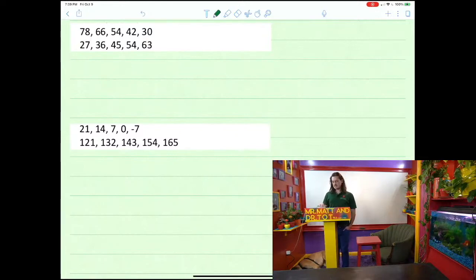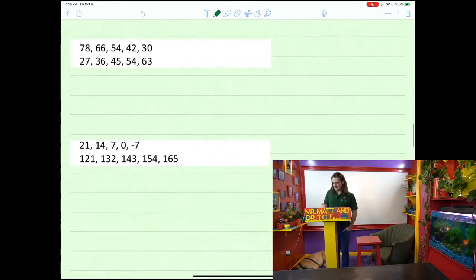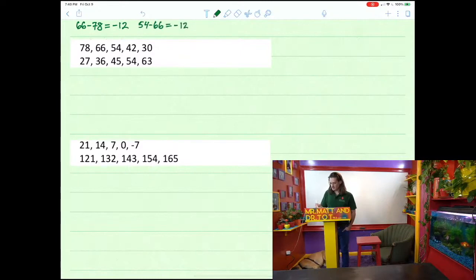Okay, so if we look at these, notice that 66 minus 78 is going to be negative 12. Excuse me, let me fix that. Negative 12. 54 minus 66 is also negative 12. 42 minus 54 is also negative 12. And 30 minus 42, guess what, is also negative 12. So this confirms that this is a constant deduction of 12.